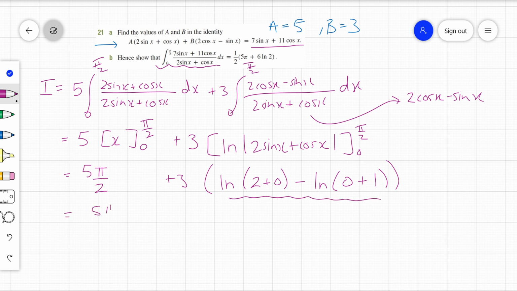So we've got 5 pi on 2 plus 3 log 2. And if we factorize by a half, we have 5 pi, and we need to double this second term because we factorized by a half. So 6 log 2, which is what we are looking for. Great.